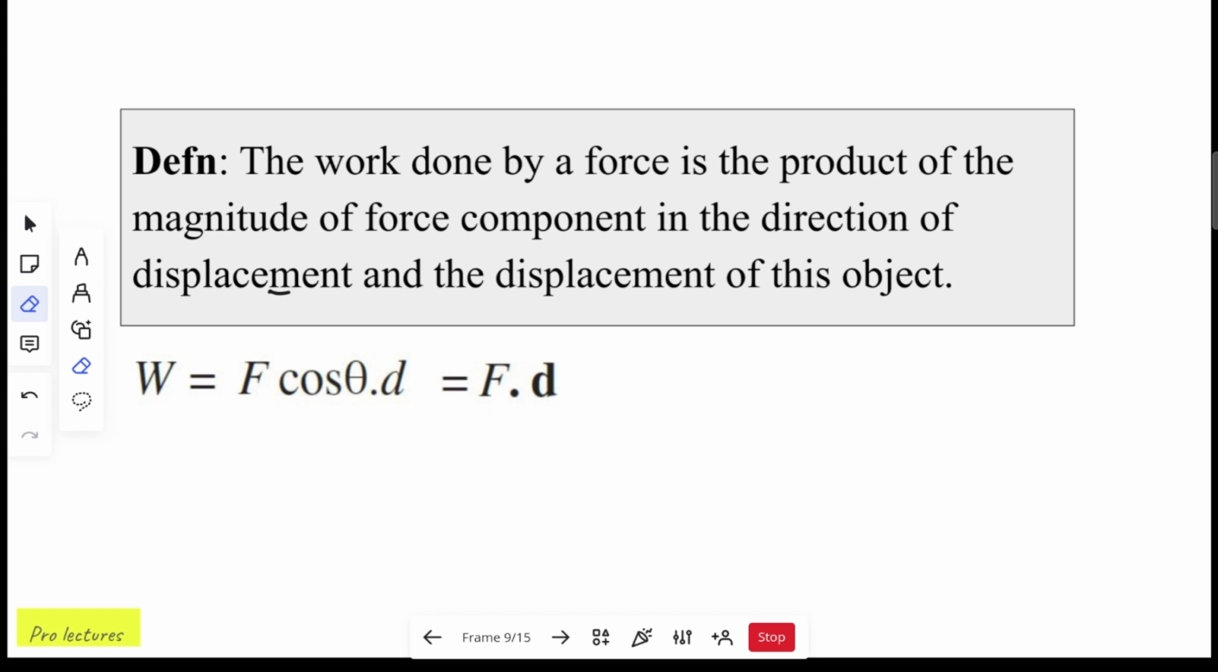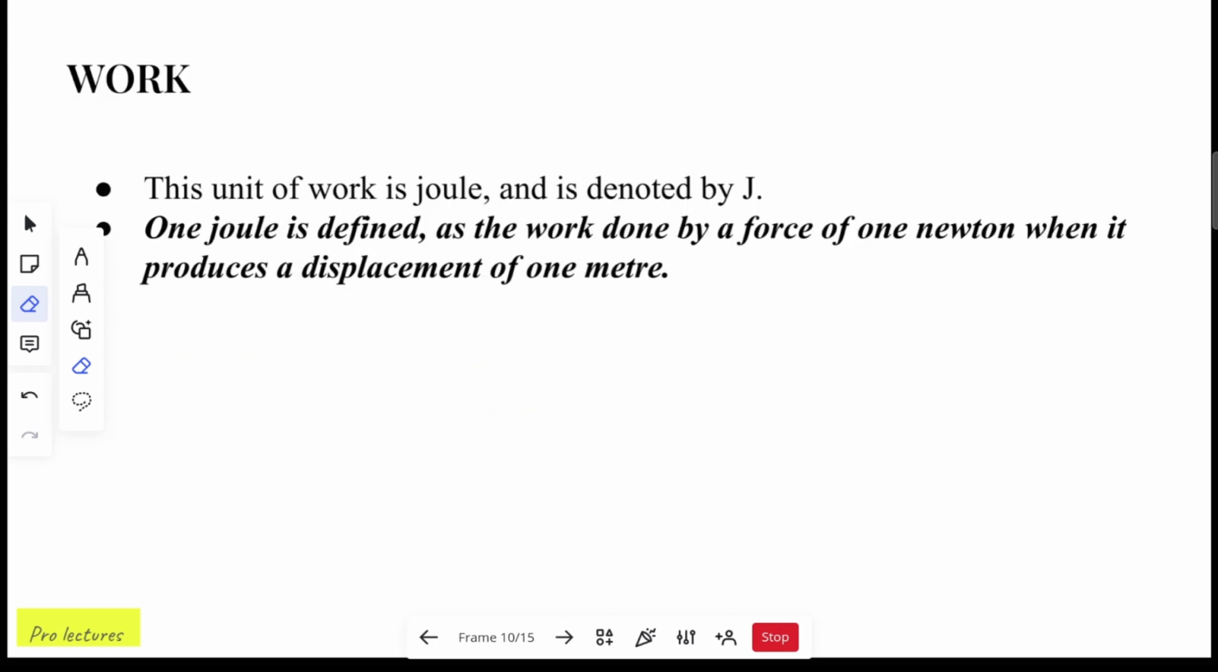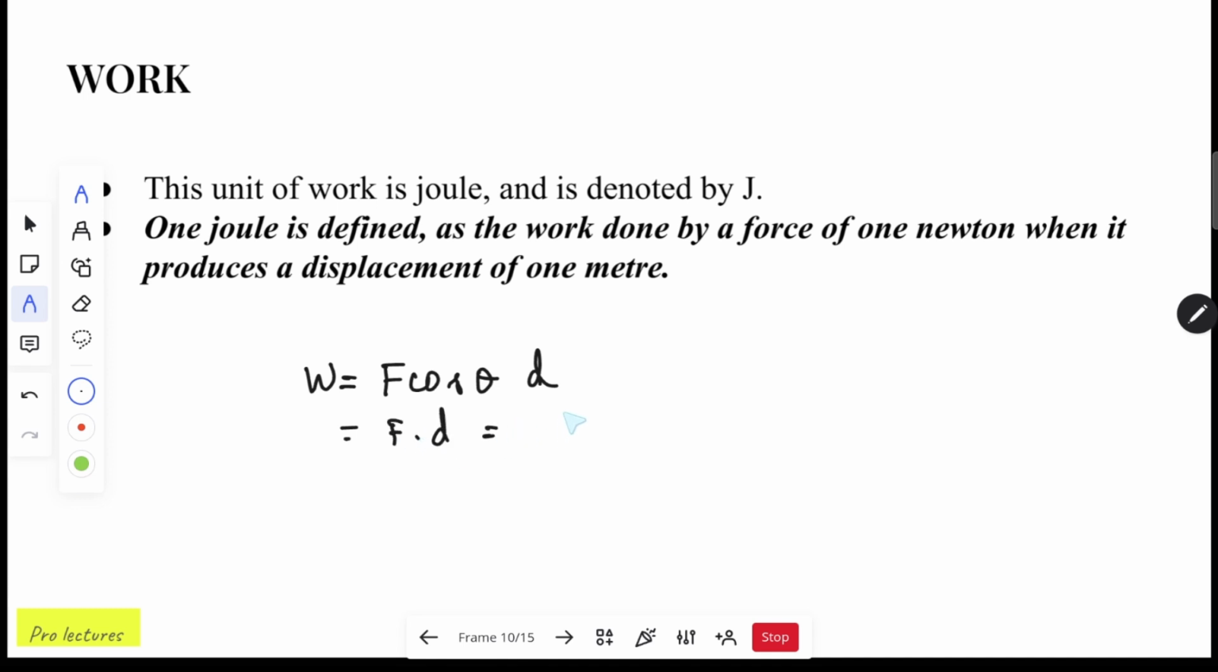Let's see what is the unit of work. The unit of work is joule. Work is equal to force into displacement, F dot D. The unit of force is Newton, displacement is in meter. So Newton meter, we define it as joule. So 1 joule is defined as the work done by a force of 1 Newton when it moves a displacement of 1 meter. So this is the definition of joule.